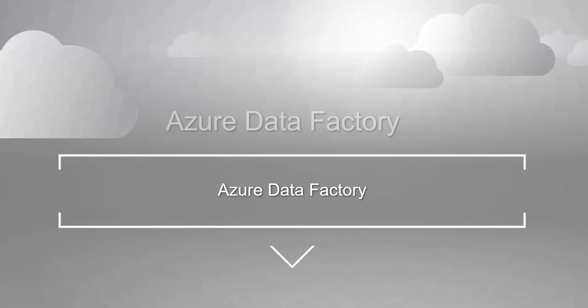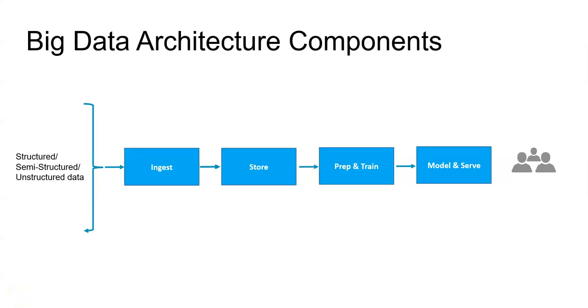Hi friends, today I'm going to cover Azure Data Factory in my quick 2 minutes video. So before getting into that, first understand that there are 4 phases of any big data architecture. Those are ingest, store, prep and train, model and serve.